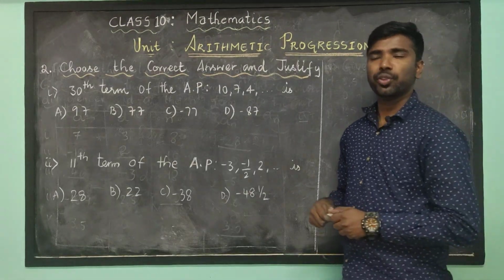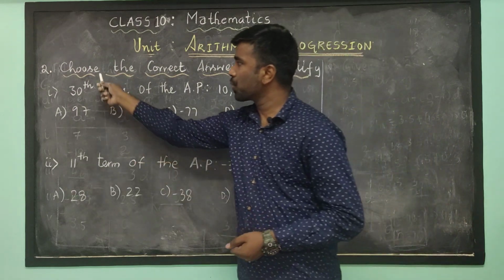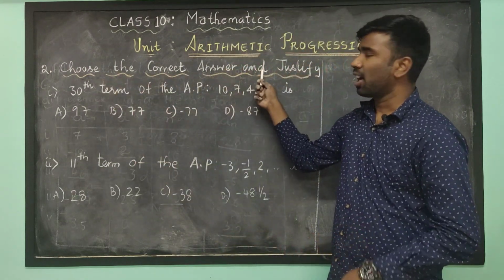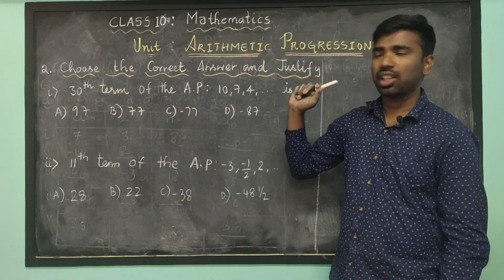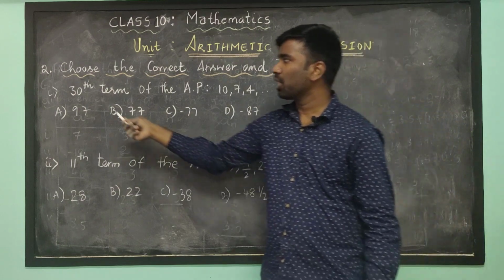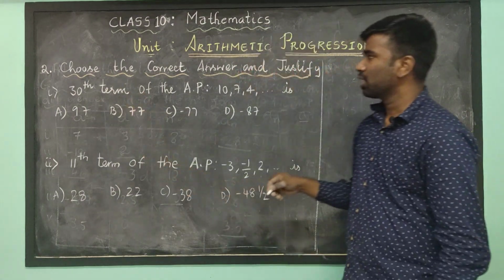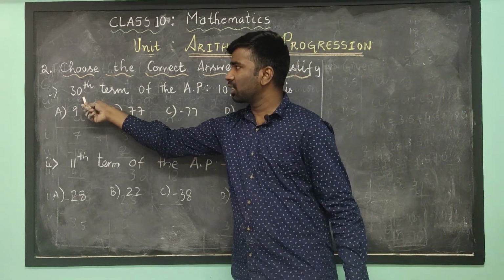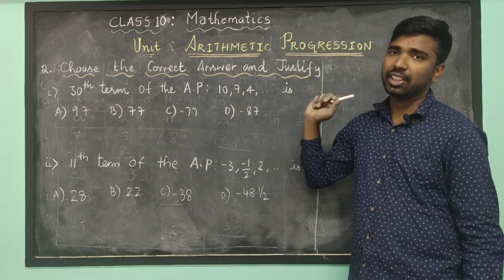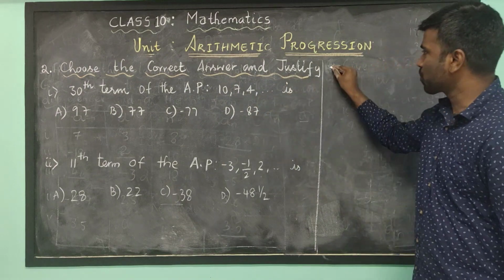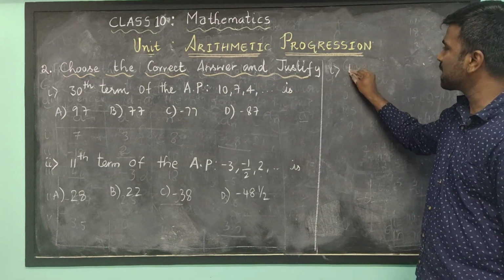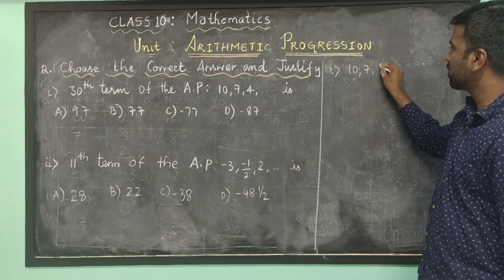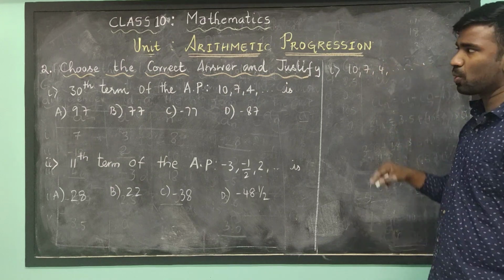Students, moving to next question. Choose the correct answer and justify your answer. Now we'll solve first question. What is the first question? We should find out 30th term of the given AP. What is the given AP? It is 10, 7, 4 and the list goes on.